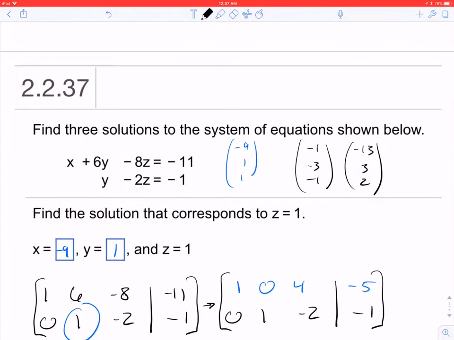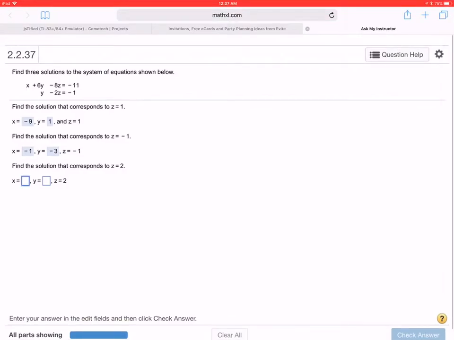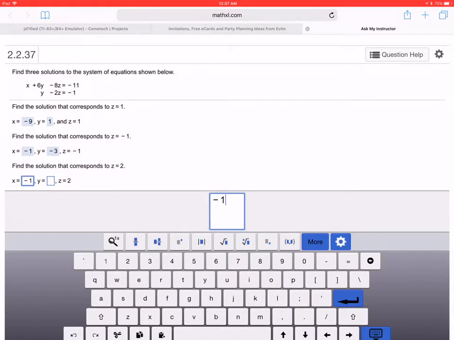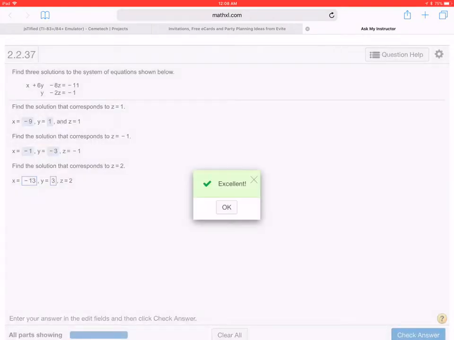So negative 13 plus 18 is a positive 5. Minus 16 is negative 11, so that checks out. And then 3 minus 4 is negative 1, so that checks out. So negative 13, 3, and 2. Enter. Fantastic.